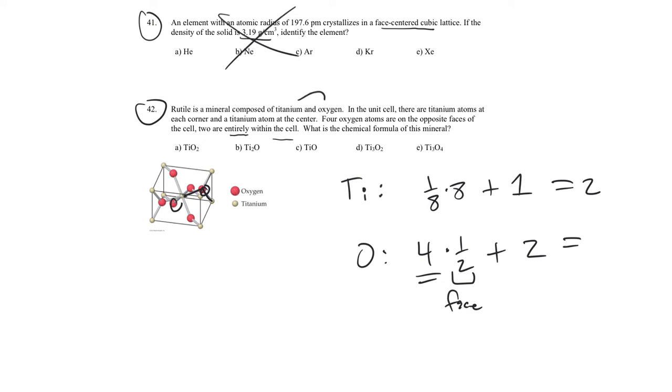So 4 times a half is 2 plus 2, that's 4. So I got 4 oxygens here. So my formula should be Ti2O4. The empirical formula would be TiO2. So the simplest ratio would be TiO2. So the chemical formula should be the empirical formula of these ions. So TiO2.